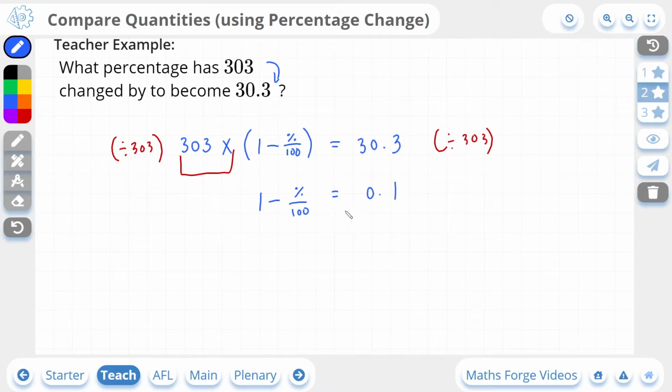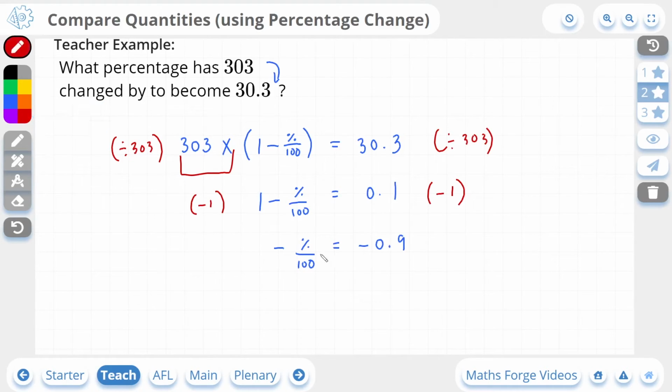And now for this example, you can actually do this for any other example as well. You can just go ahead and try and rearrange for this percentage symbol. And let's see what this looks like. So the next thing I'm going to do here is get rid of this positive 1, and we do this by subtracting 1 from both sides. This now leaves us with negative a percentage over 100, which is equal to minus 0.9.